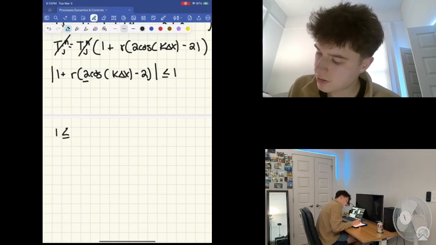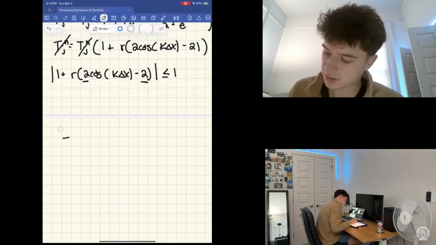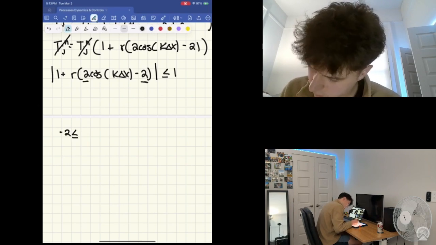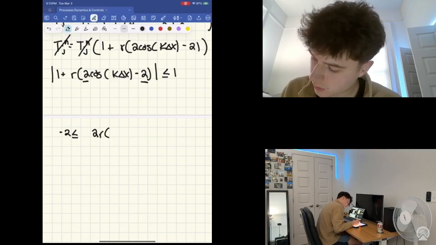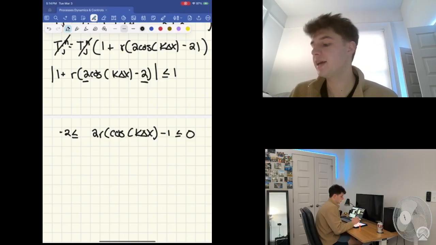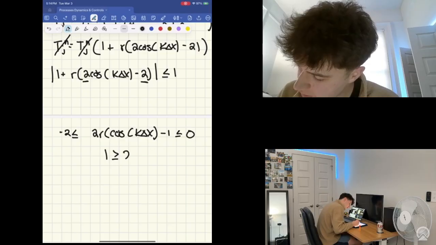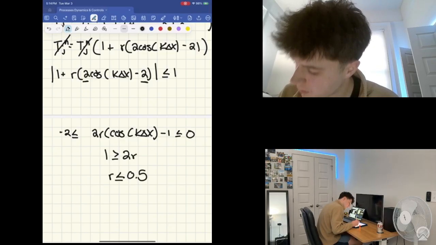And you see this 2 up here and this 2 here. We can actually multiply this out. So this is actually not going to be 1. This is going to be 2. And then in the parentheses, we have our 2r cosine k delta x minus 1, which then has to be less than or equal to 0. And again, we're skipping all the algebra here. 1 has to be greater than 2r, so you now know r has to be less than or equal to 0.5.